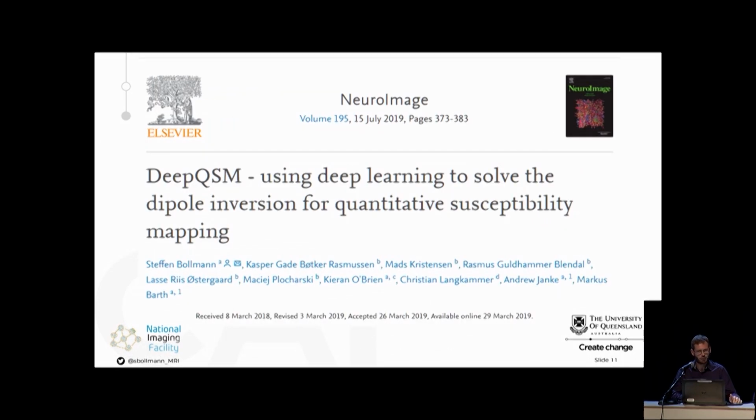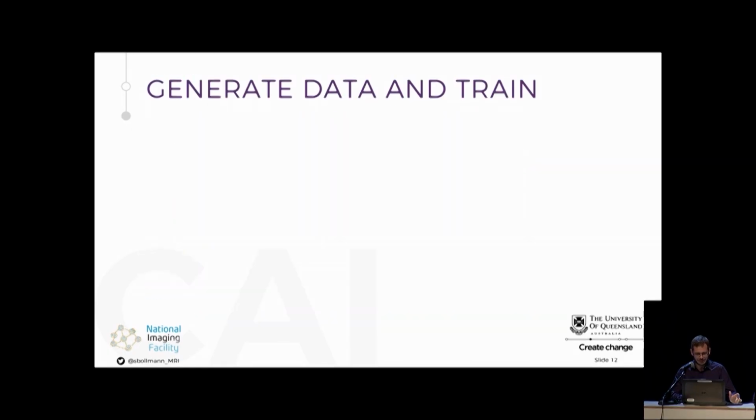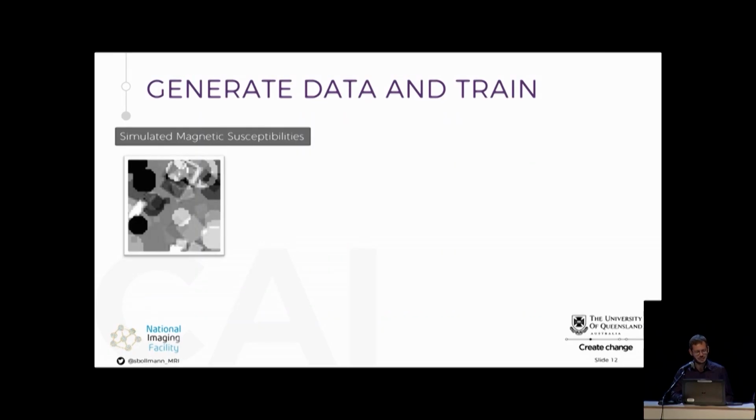So that's why we thought, let's use deep learning for this, because it can approximate any function, and we call that deep QSM. And how did we do this? I think this is probably one of the differences to the talks we already saw today. We did not use measured data to do this. We actually simulated data, because the problem is, we can describe that.